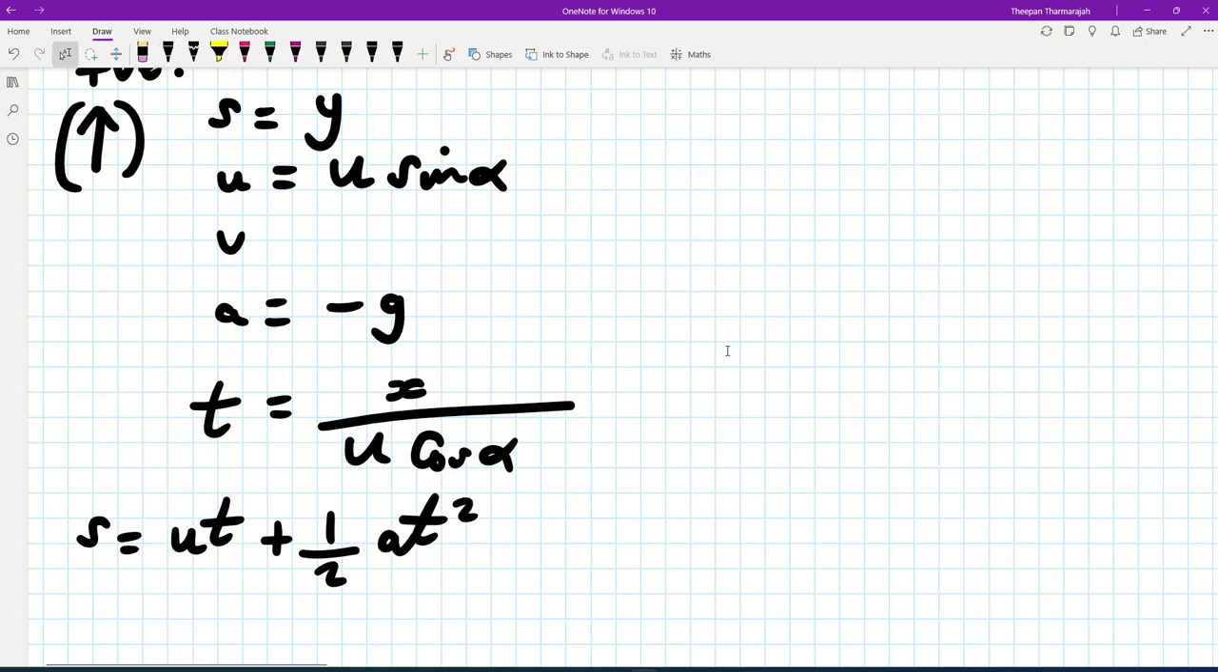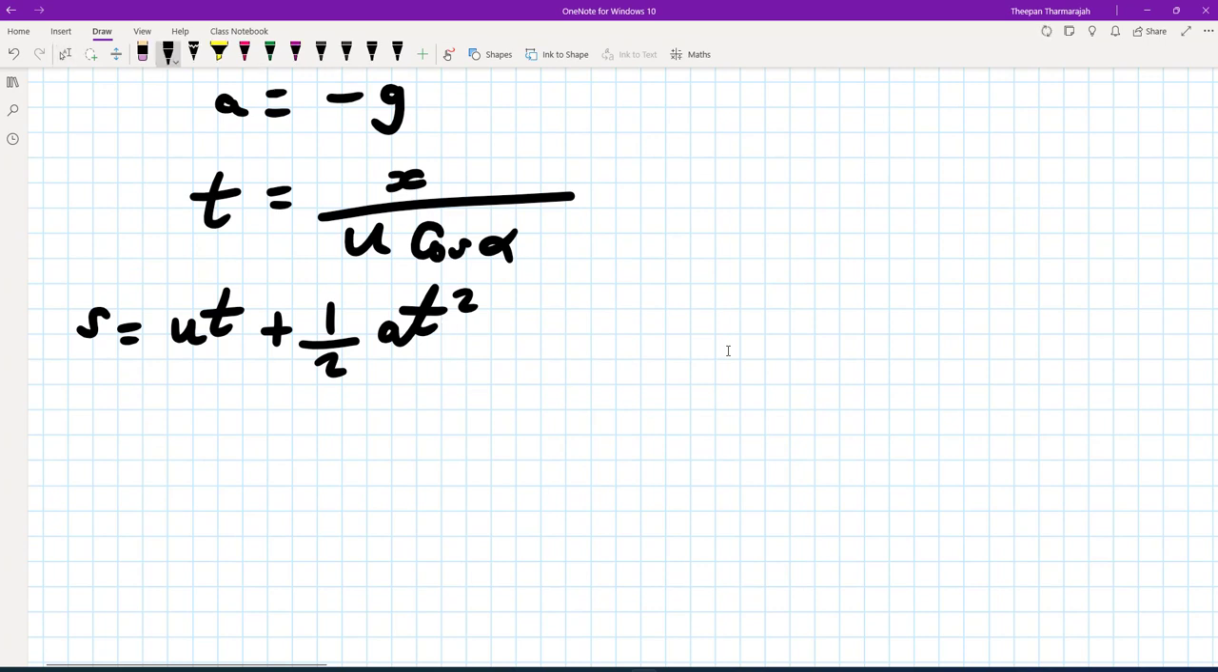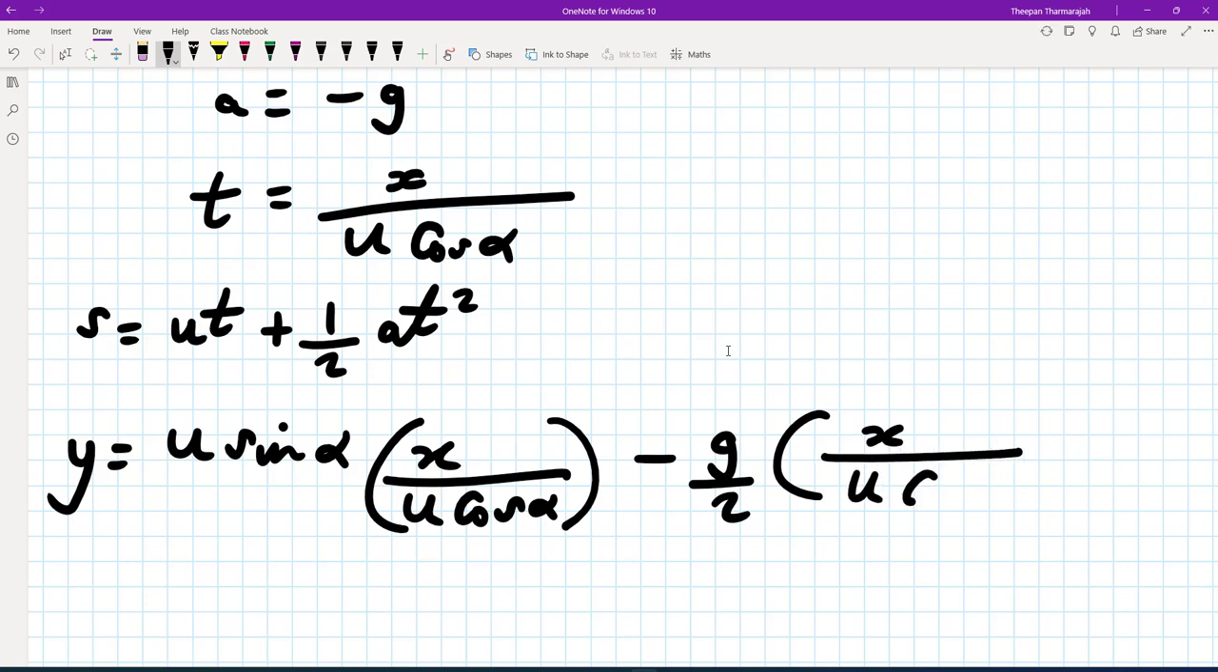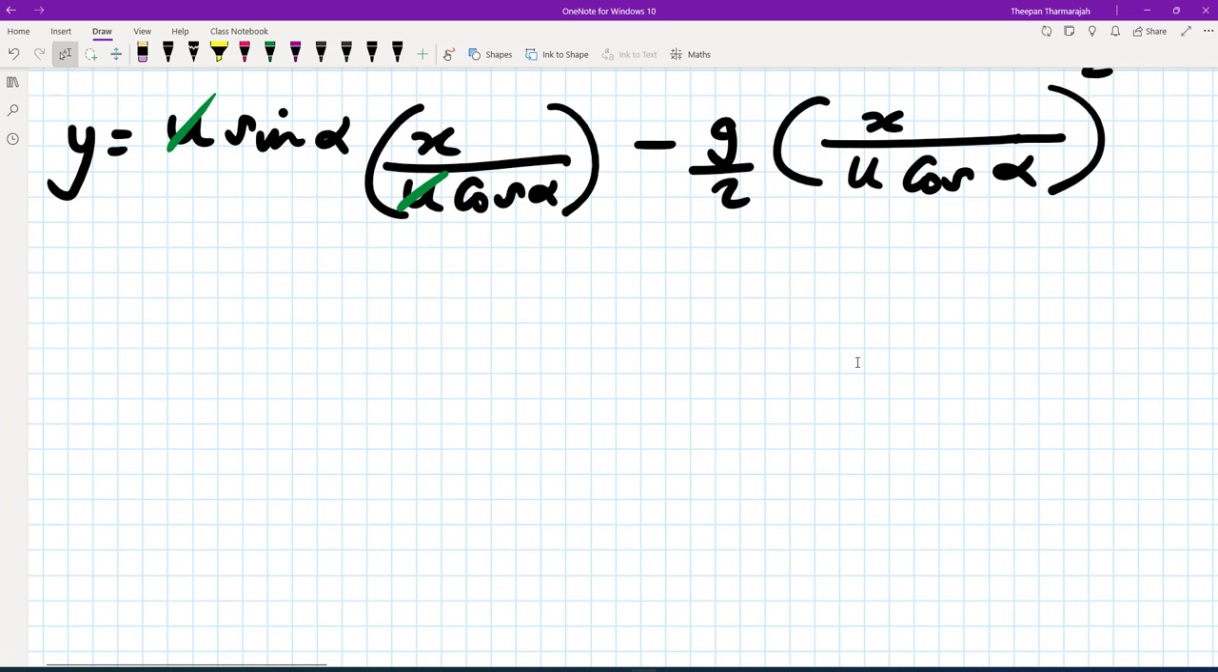We now know that y is u sin alpha multiplied by the following, x over u cos alpha, because that's t, minus g over 2 times t squared. So that's x over u cos alpha all squared there. Well, the two u's will cancel out. So this u and this u cancel. And what we end up with now is as follows.